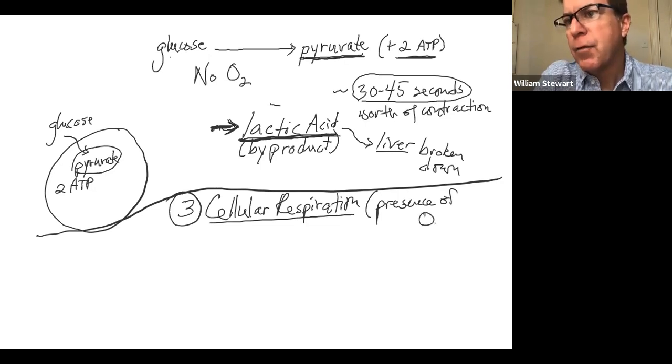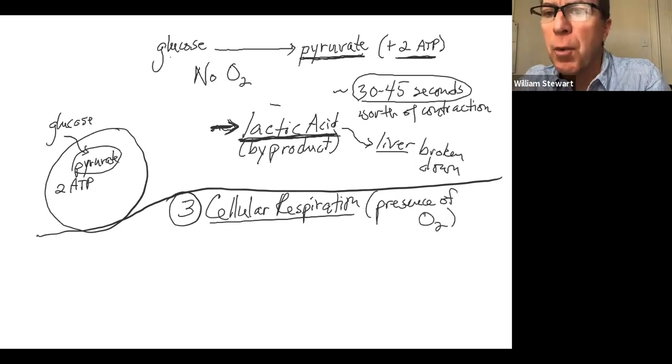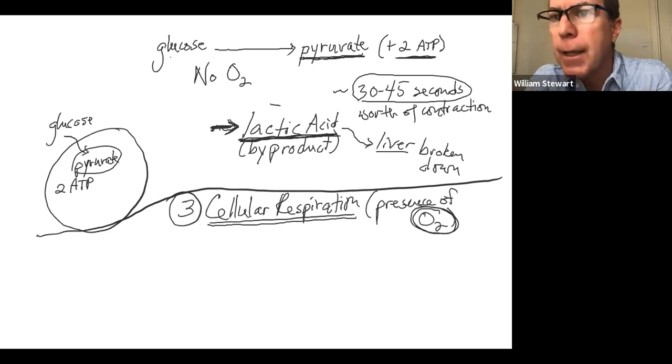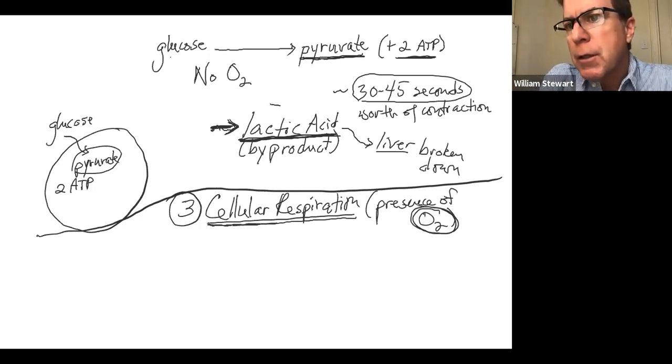That's why if you start running down the street holding your breath, after about 30 seconds, you have to start breathing, and you start breathing very heavily because the demand of work that's being put on your muscles is demanding this right here, oxygen intake. So cellular respiration occurs in the presence of O2.